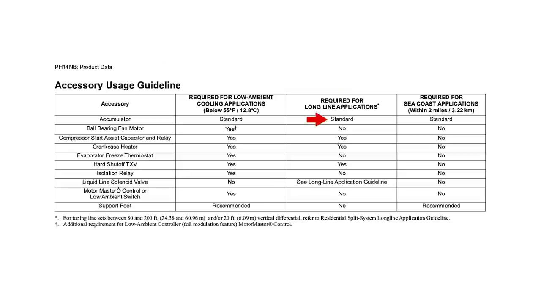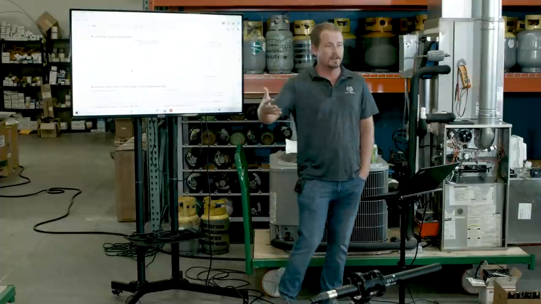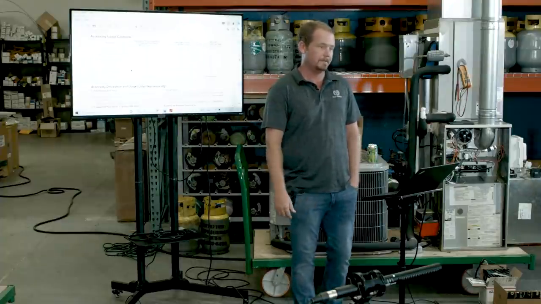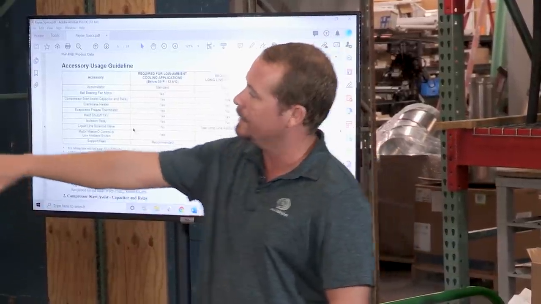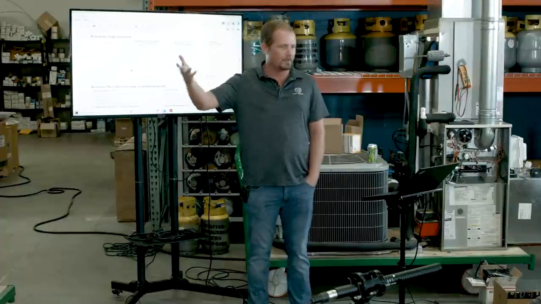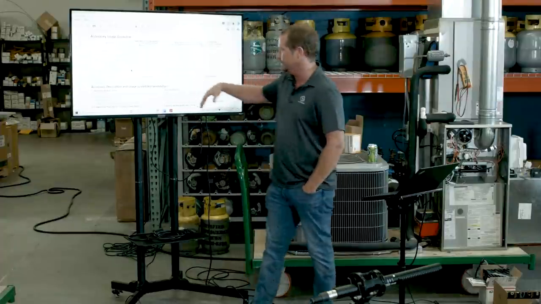Accumulator, standard on this unit. So we're talking about a specific unit, so they know it's standard because it's a heat pump, it comes with an accumulator. Why does an accumulator help in long line applications? It has the ability to collect a lot of liquid before it hits your compressor, especially during that start. So if you had, say, wet gas dumping down that suction line for any reason, and it made it into the accumulator, that accumulator, within reason, is going to prevent it from making it into the compressor, right? So that's good. So that's the first one.